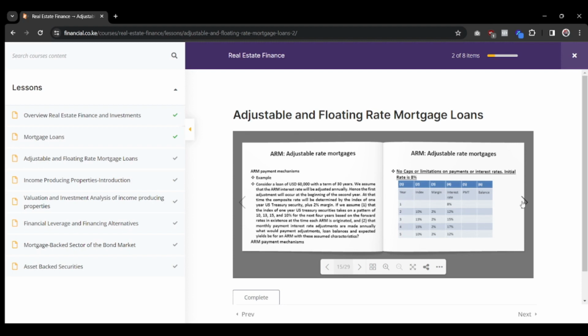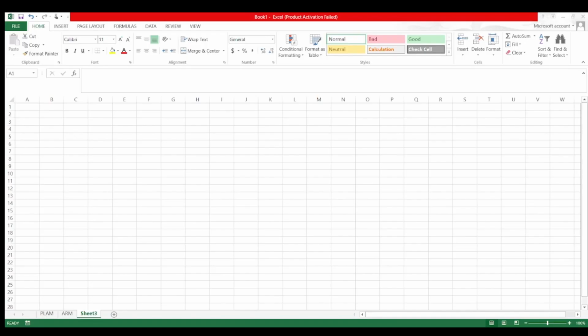What will payment adjustments, loan balances, and expected yields be for an adjustable rate mortgage with these assumed characteristics? So with this, let's dive into Excel and do this practically. Based on this example, we have to consider a loan of 60,000 US dollars with a term of 30 years. So first, let's start capturing this information.